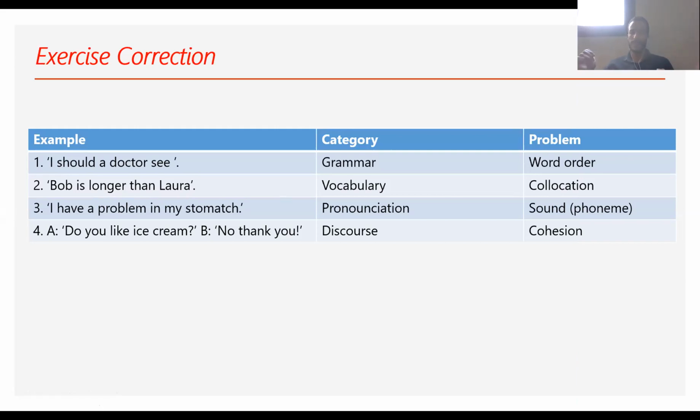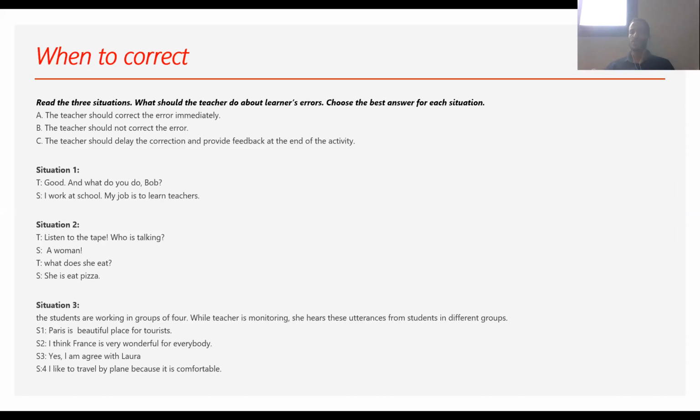You see my points? Two words that go together. With people, we use tall, not long. I have a problem in its pronunciation. And the last one, as Miriam said, is discourse, and the problem is cohesion. Good. Now, another question is when to correct.